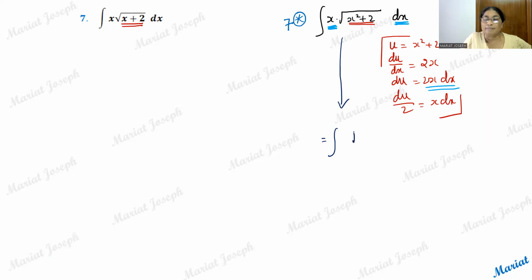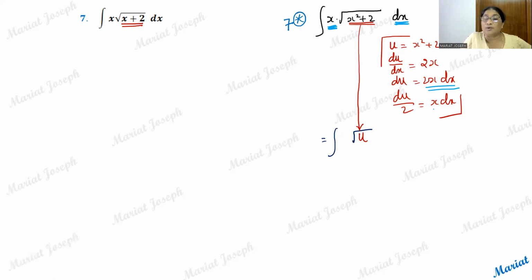Integral of x. Should we write the x as it is? No, root u into du by 2. Exactly. Look, root u. This x square plus 2 is written as u. But that blue underlined x dx, what is it changing into? It is going as du by 2 only.